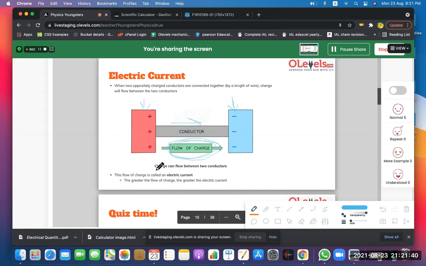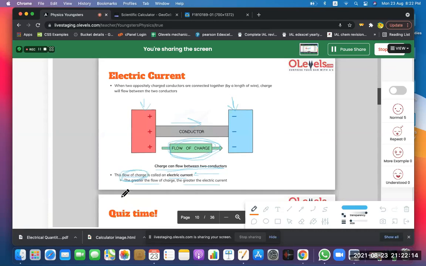Okay, so charge can flow between the two conductors, and the flow of charge is called the electric current. That's the key important point. That's what you need to remember. You need to remember that the flow of charge is called an electric current. And when there's greater flow of charge, there's greater electric current, okay? So if someone asks, what's electric current? You would just say, it's the flow of charge. Electric current is the flow of charge.